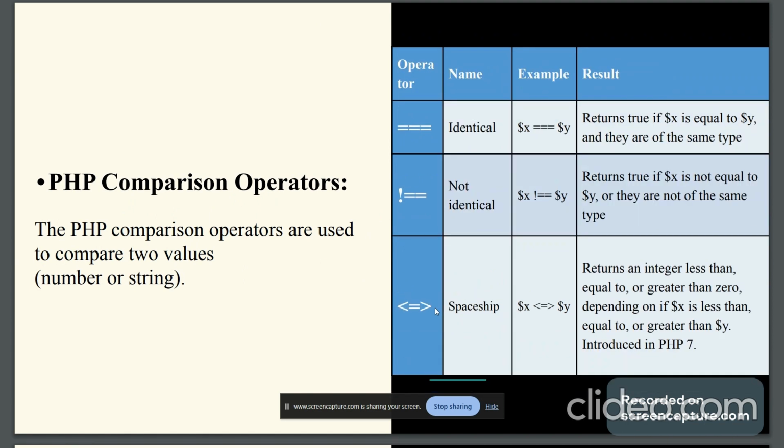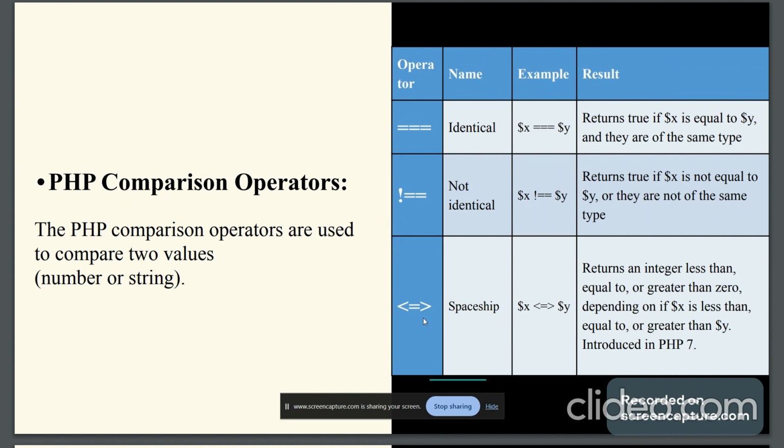Now additional operators in PHP are triple equal to, whose name is the identical operator. When I write $x triple equal to $y, it will check the value as well as the data type of these two variables. It will return true if x is equal to y and their data type is the same. Otherwise, it will return false. And not identical will give the answer for the opposite.